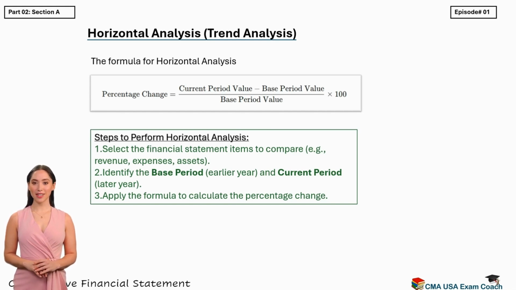Step 2. Calculate the dollar and percentage change. Find the difference between the current year's and the previous year's values. Apply the above percentage change formula. A positive result indicates growth, while a negative result signals a decline.